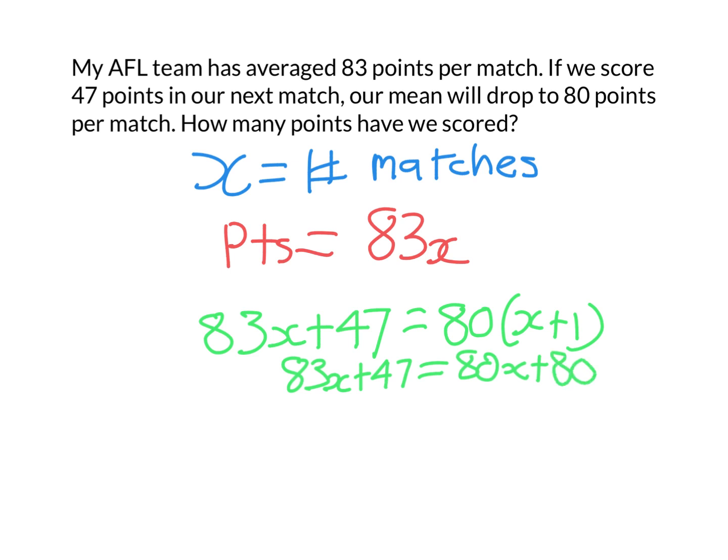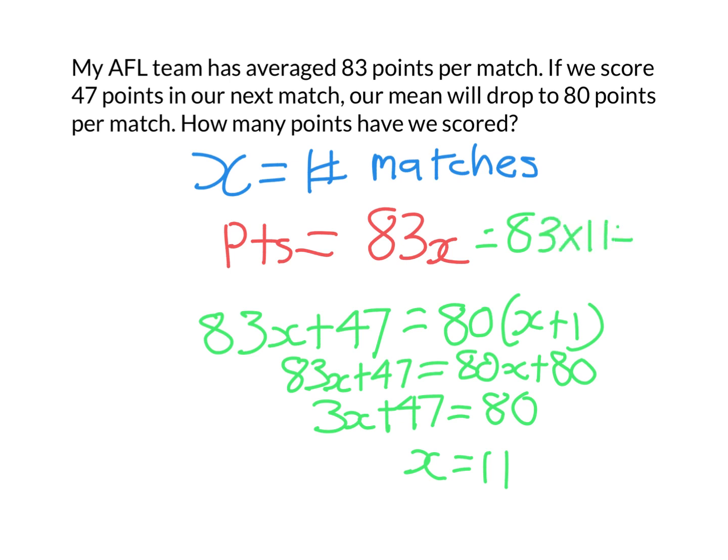Now we're going to subtract the pronumeral with the lowest coefficient. And you know how to solve from here. Subtract 47 from both sides and then divide by 3, you get X equals 11. We're not done. X is the number of matches we've currently played, but how many points have we scored? Well, we've scored 83 times 11, which is 913 points in total. If we score 47 in our next match, we will have scored 960 points in 12 matches.